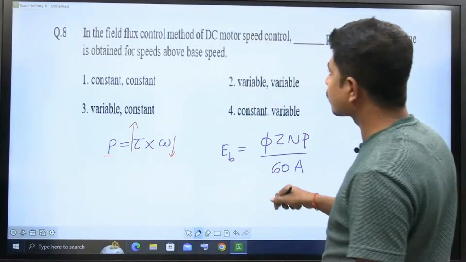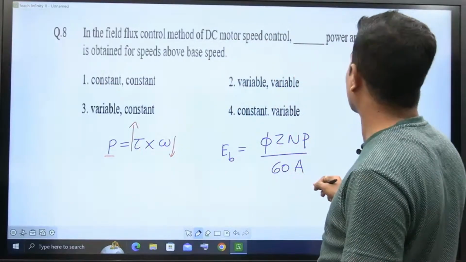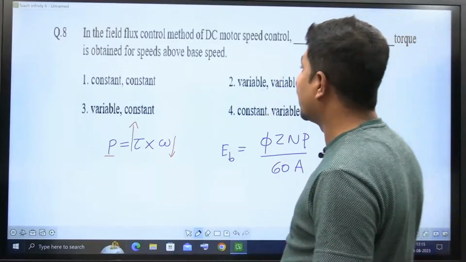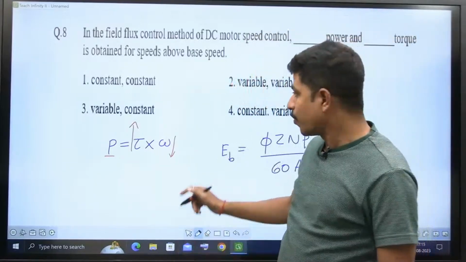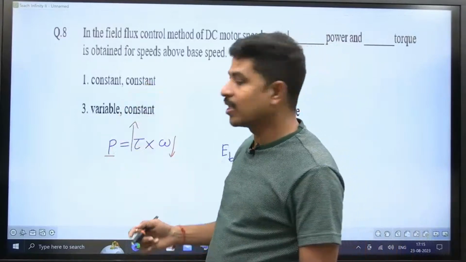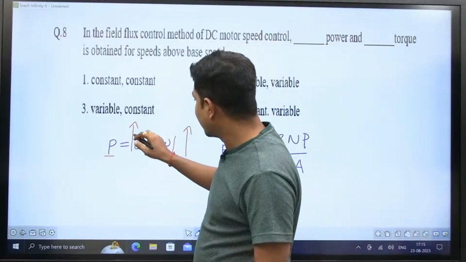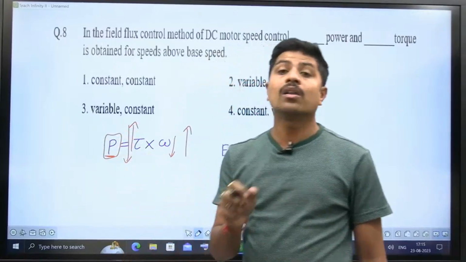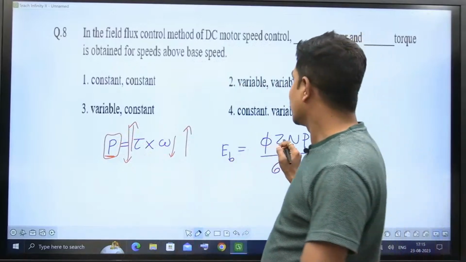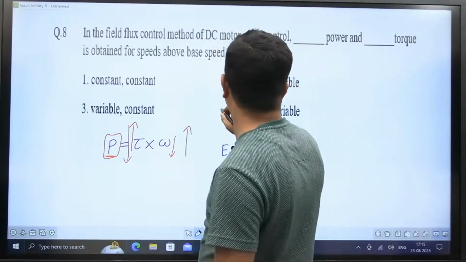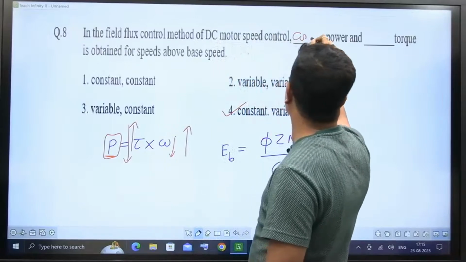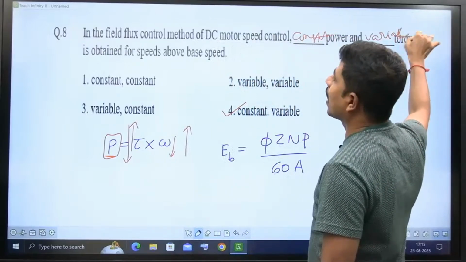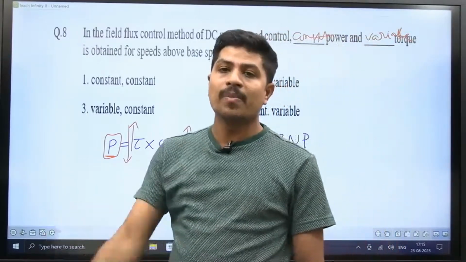What he asked: in the field flux control method of DC motor speed control, constant power and variable torque is obtained for speeds above base speed. Suppose I'm decreasing the flux, speed will increase, then torque will decrease, but power is constant. Yes, constant power and variable torque is obtained for speeds above base speed, right?